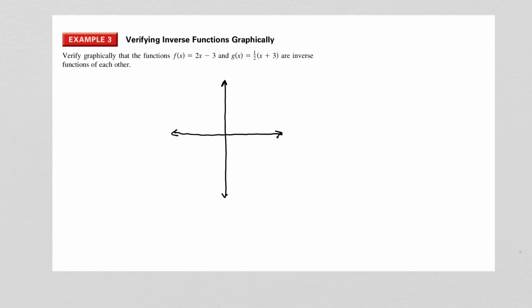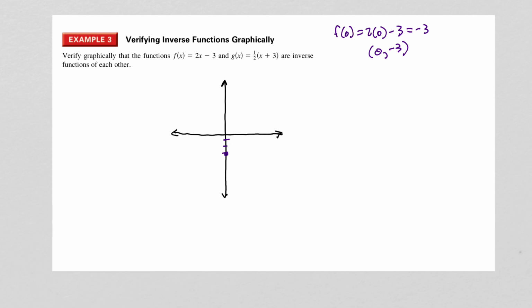since the domain of any linear function is all real numbers, I'm just going to choose an x value to plug into the first one. So I'm going to say f of 0. Note that f of 0, if I plug that in, I get 2 times 0 minus 3, which is negative 3. So that's the coordinate 0, negative 3. So I'll plug that in on my graph, 1, 2, 3.